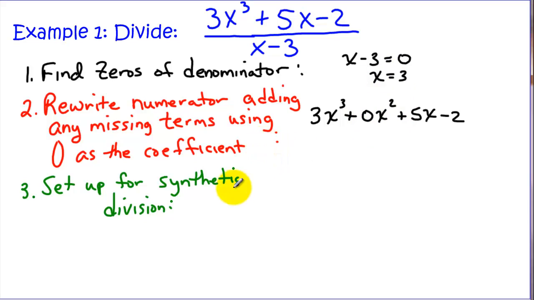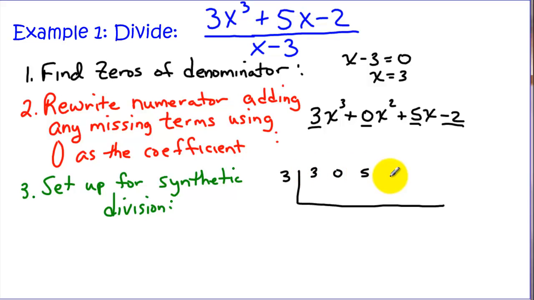When we set up for synthetic division, we're going to use kind of an upside down divide symbol, and our zero that we found will go out to the left. You're going to need room for 2 rows of numbers here. The top row will be the coefficients from our numerator, the numbers in front of the x cubed, the x squared, and so on, including the leading signs. So we have 3, 0, 5, and negative 2. This is how we set it up.